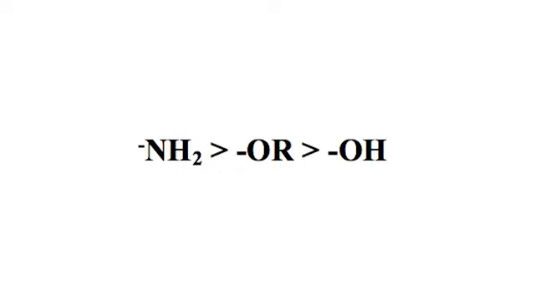The base that is used in the E2 mechanism is usually a nucleophile, that is, one which has more capacity to donate the electron pair, and the strength of this nucleophile determines the rate of the E2 elimination reaction and follows the order: amide, or the NH2 minus, having greater power or strength than an alkoxide ion, than a hydroxide ion.